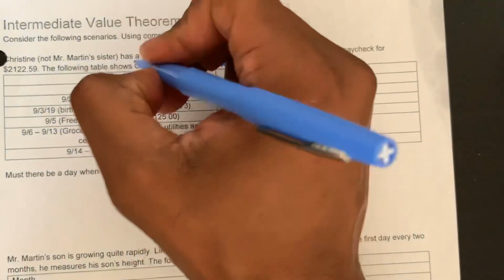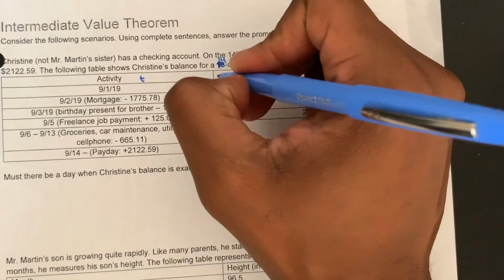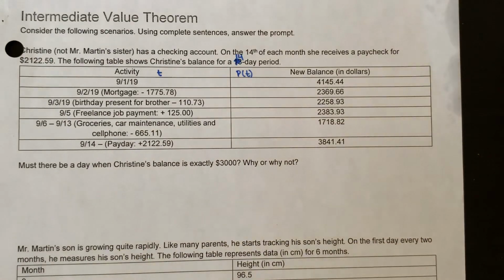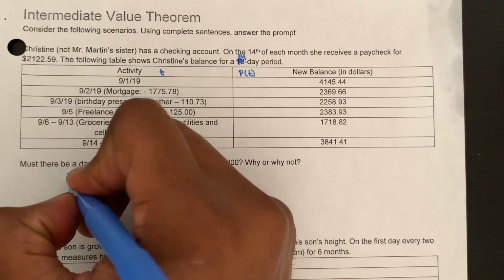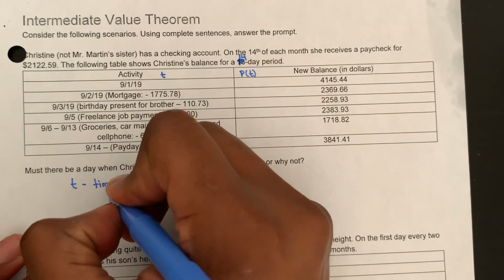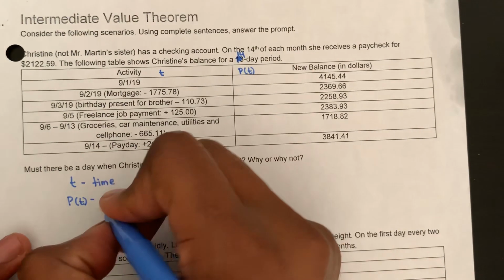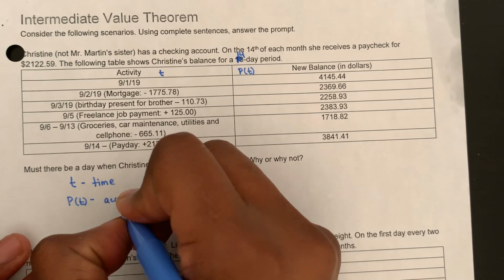In this first column, we'll make this a function of t, and then we'll say this other thing is p of t, where t is the number of, we'll say seconds, nanoseconds. It's just t's time though. We can use anything that we want. T is going to be time, and P of t is going to equal account balance.